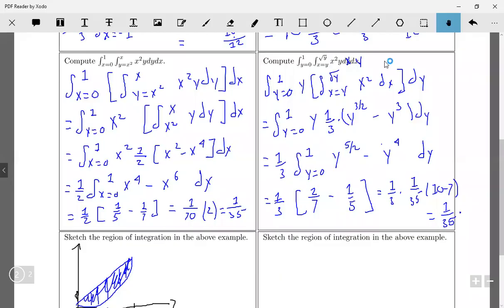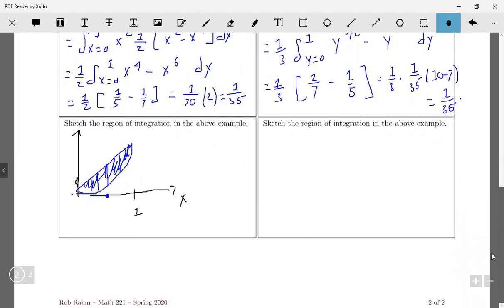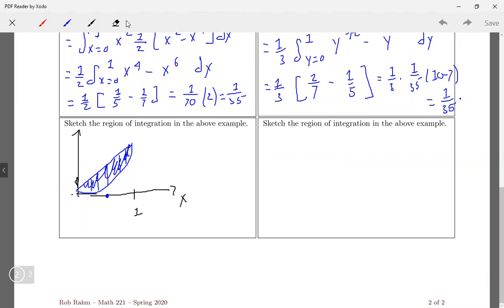Now, for the integral on the right, y goes from 0 to 1, and for every fixed value of y, x goes from y to the square root of y. Okay, so let's draw this similarly to what we did before. Okay, so if I draw an xy axis, this is the x-axis, this is the y-axis. Y is going to go from 0 to 1.